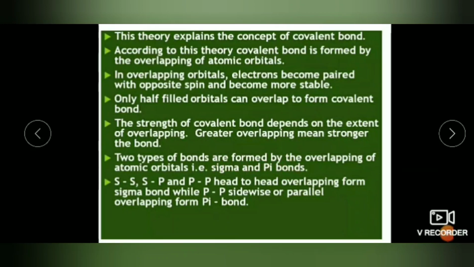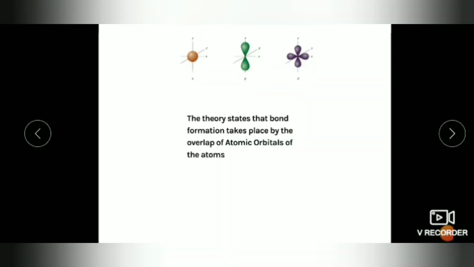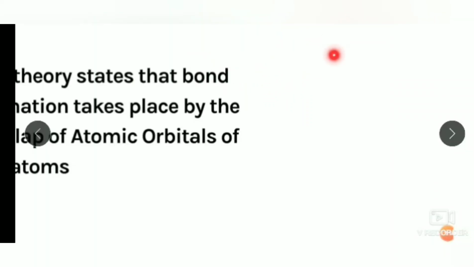How many types of overlapping: sigma and pi. How the sigma and pi bonds are formed: s-s and s-p overlapping are called head-to-head overlapping, which we call a sigma bond, and p-p overlapping we call sidewise or parallel overlapping, which we call a pi bond. Next I will briefly explain one by one. The first postulate: this we call s orbital, p orbital and d orbital.